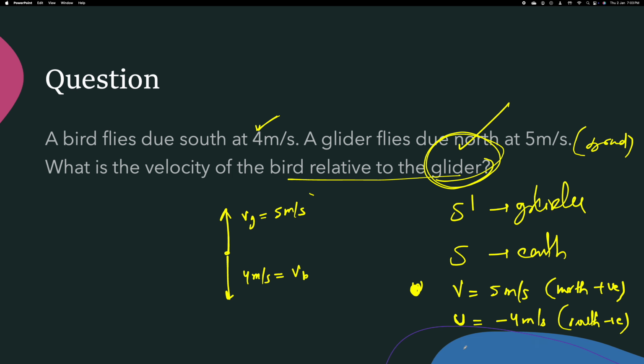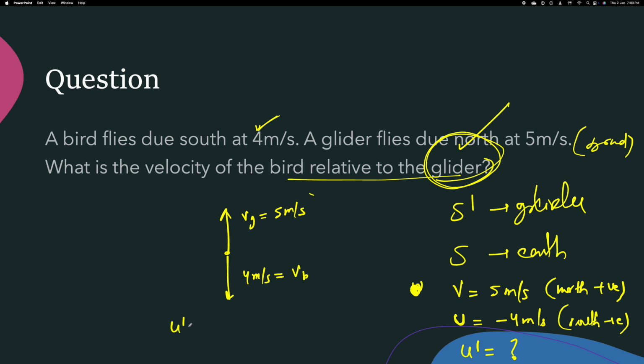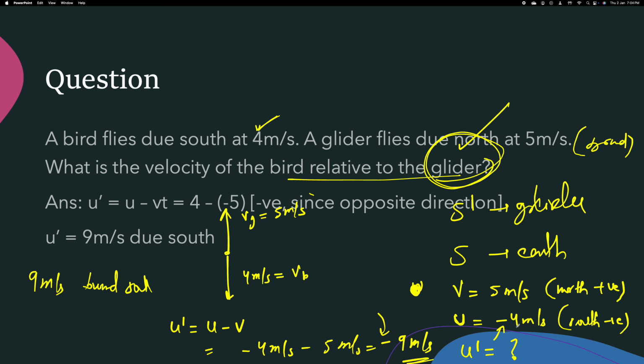Now the question is, what is the velocity of the bird with respect to the glider, which is u prime? What is the velocity of the football with respect to the moving frame, u prime? So you have to find out u prime value. So what is the equation that we have got just now? u prime is equal to u minus v. U is minus 4 meters per second, minus, what is the value of v? Minus 5 meters per second. So answer is minus 9 meters per second. So the velocity of the bird relative to the glider is 9 meters per second, and the direction will be towards south. Why towards south? Because we got the answer in negative, and we assumed that south to be negative.